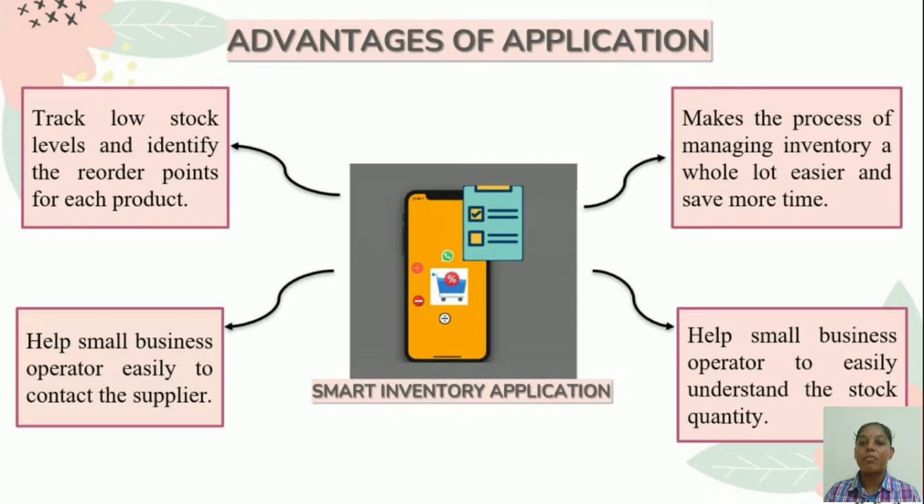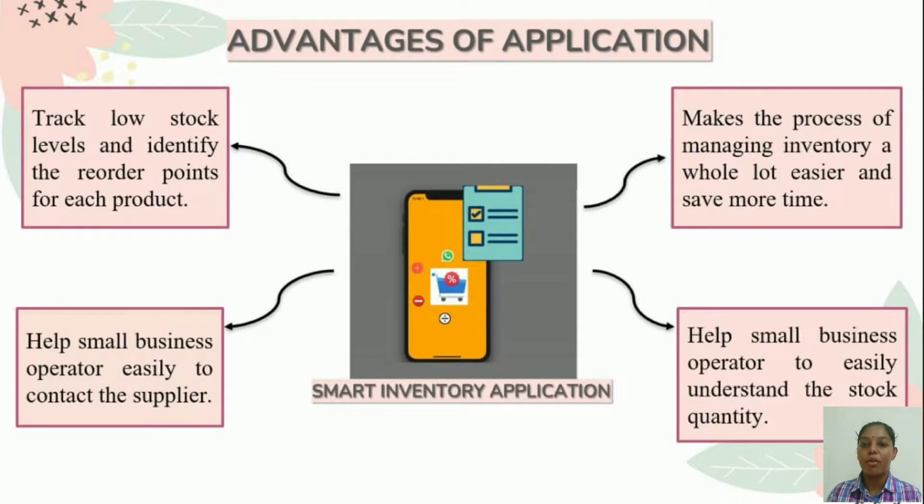The advantage of the Smart Inventory application is that it tracks low stock levels and identifies the reorder points for each product, in turn avoiding the occurrence of stock outs. This is because the Smart Inventory application has a function that can check the stocks. So small business operators can easily view their stock. They can easily avoid low stock.